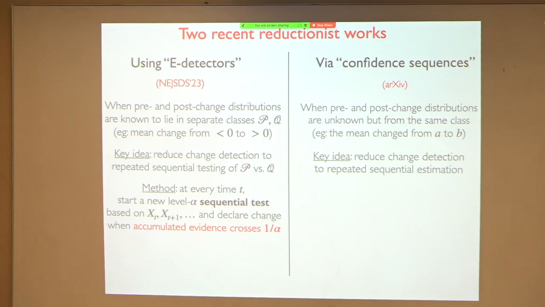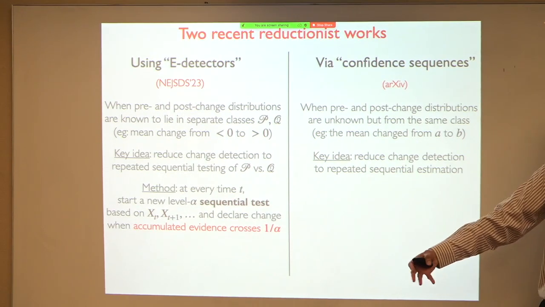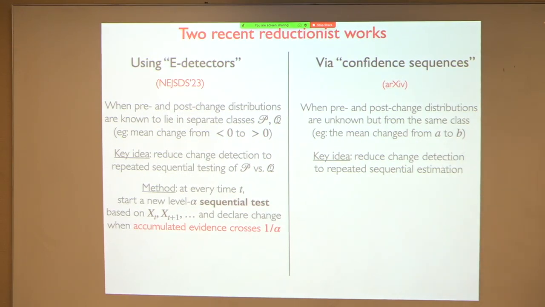This is a high-level picture, but the method is: at every time step T, we start a new level alpha sequential test based on x_{T+1} and so on. So at time step T, we have seen T minus 1 points so far. We start a new sequential test from time step T onwards, but we do this using an E-process. That's going to be the key novelty. I'll come to this later. We declare a change when our accumulated evidence from these E-processes crosses 1 over alpha.